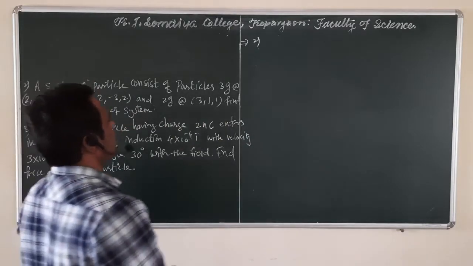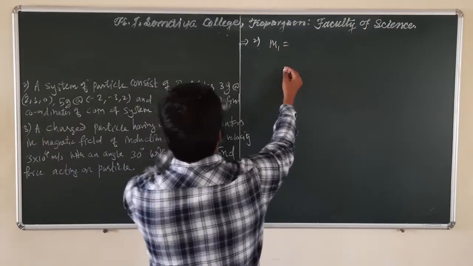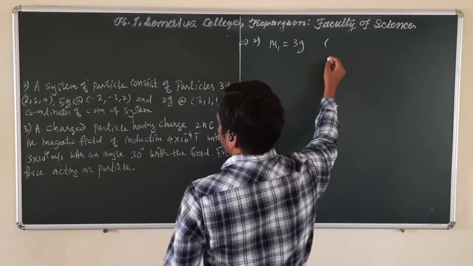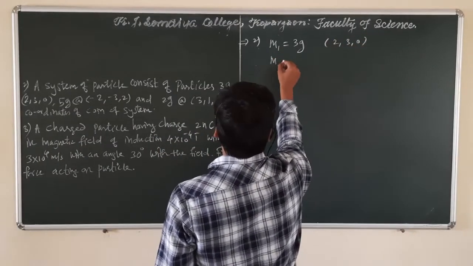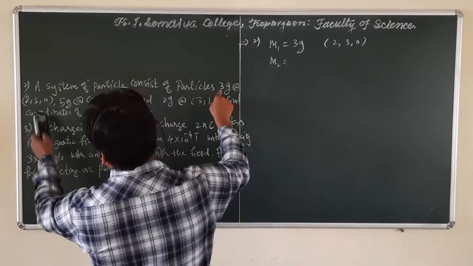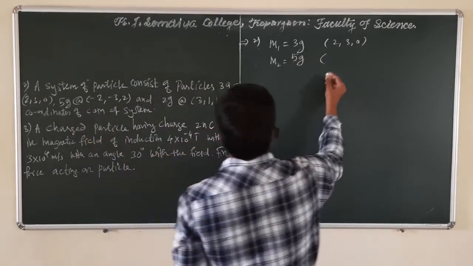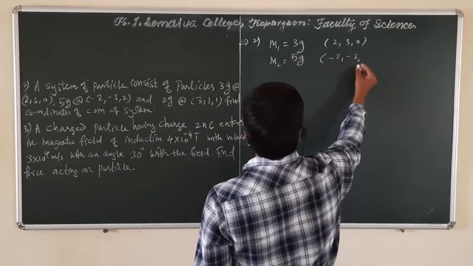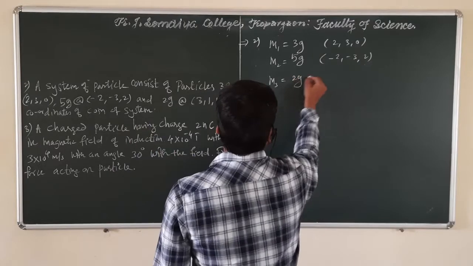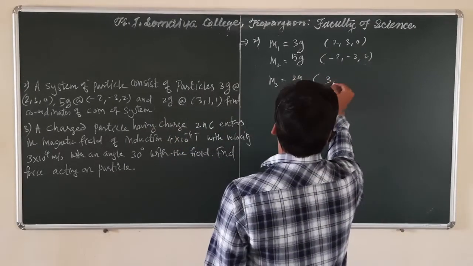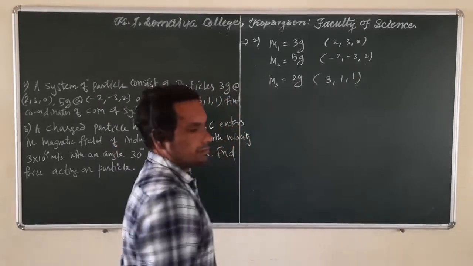So first of all, in the second problem, the given quantities: mass M1 is 3 gram, which is at (2, 3, 0). Mass M2, which is 5 gram, is centered at (-2, -3, 2), and mass M3, which is 2 gram, is centered at (3, 1, 1). We have to find out the coordinates of the center of mass.